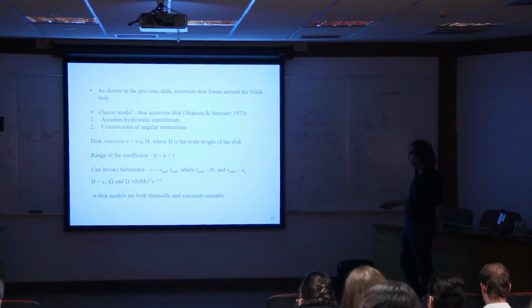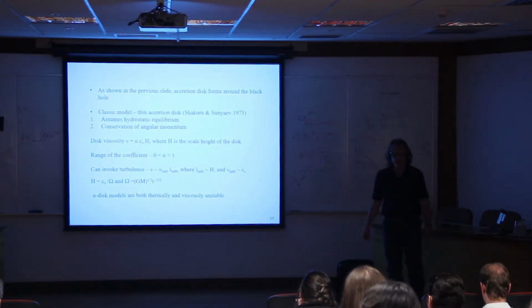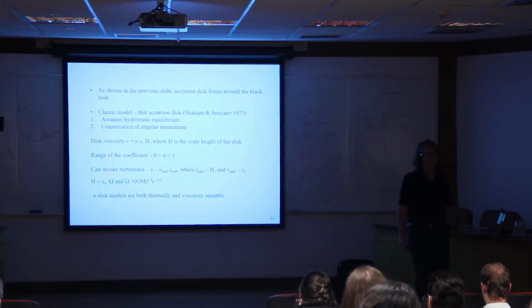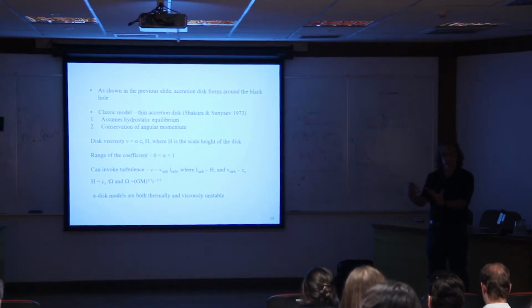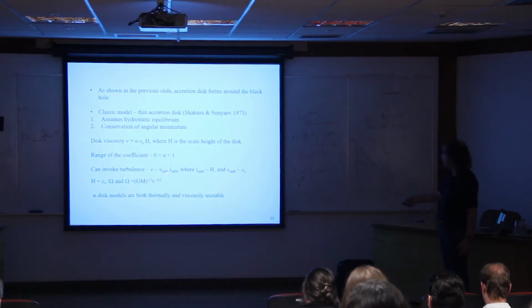There's probably turbulence. You can invoke turbulence, and again, that's done in a hand-waving way here, where you say that the turbulence, which is just local motions within the disk, is somehow on the same order as the scale height. If you do that, you say that the turbulence is on the order of the scale height, and the turbulence velocity is around the sound speed, and you can recover this viscosity that way.